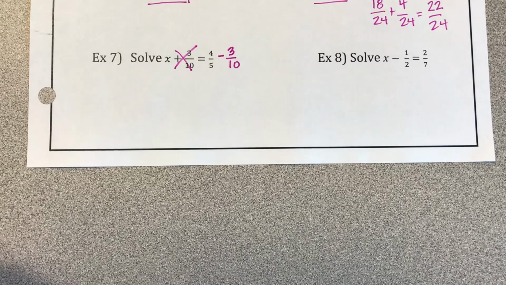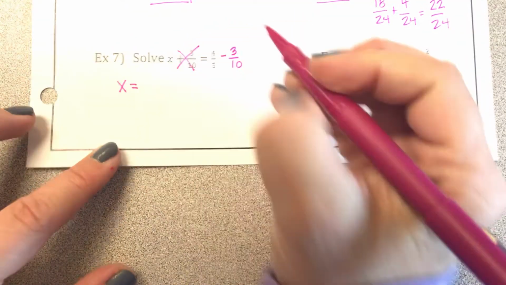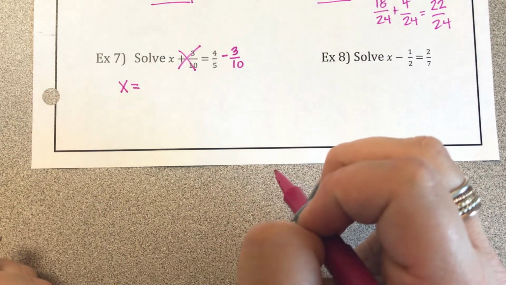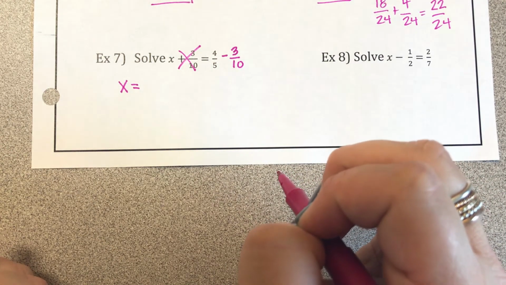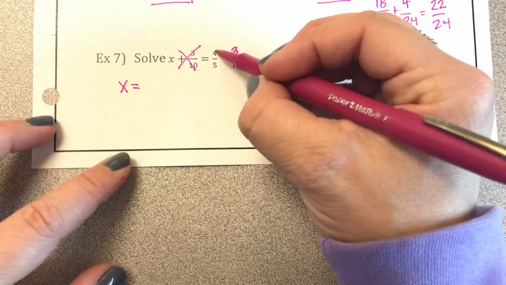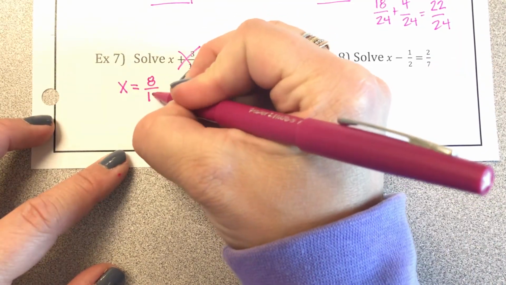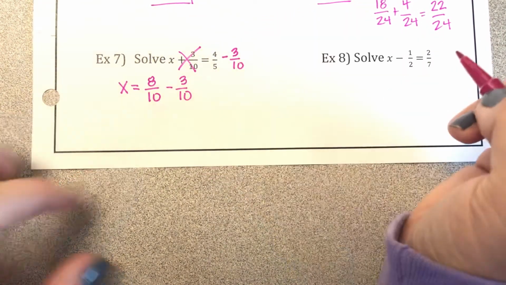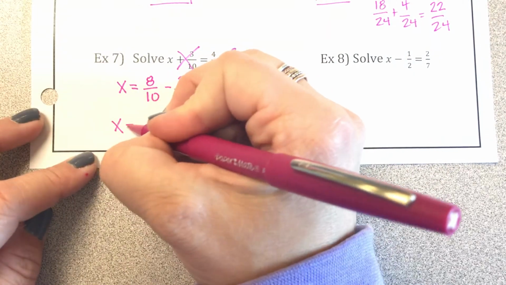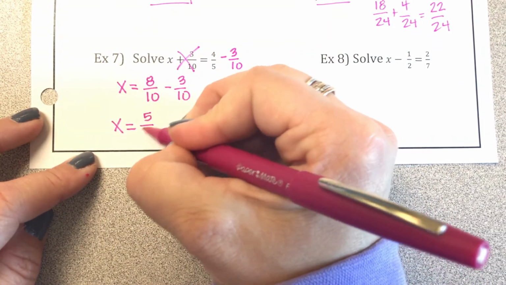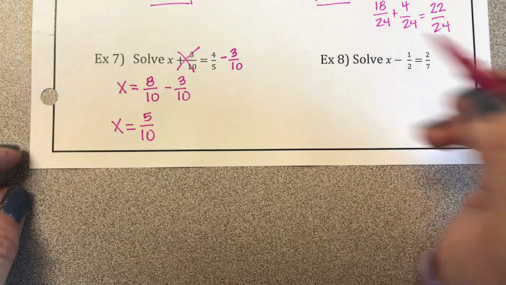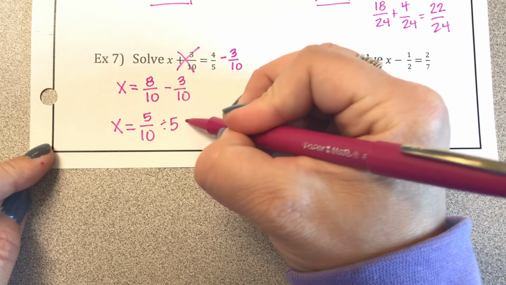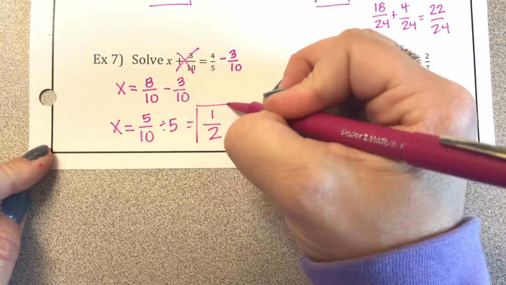Now over here on the right, I have X equals 4 over 5 minus 3 over 10. What do they have to have in order for me to do that subtraction? They have to have a common denominator. So 4/5 becomes 8 over 10, minus 3/10, which already has the denominator of 10. I keep the denominator the same. 8 minus 3 would be 5/10. What are those both divisible by? How can I simplify that? They're both divisible by 5, so x is 1/2.